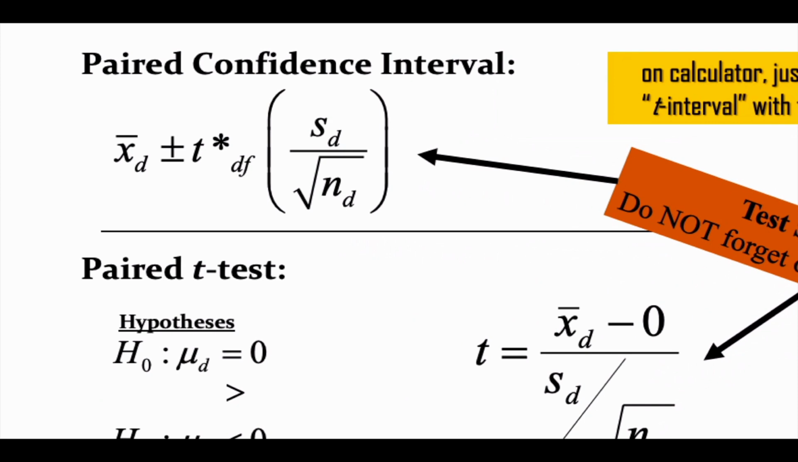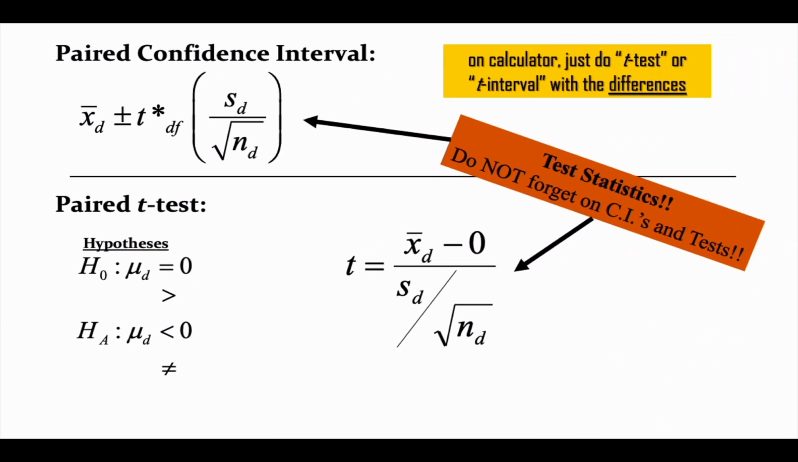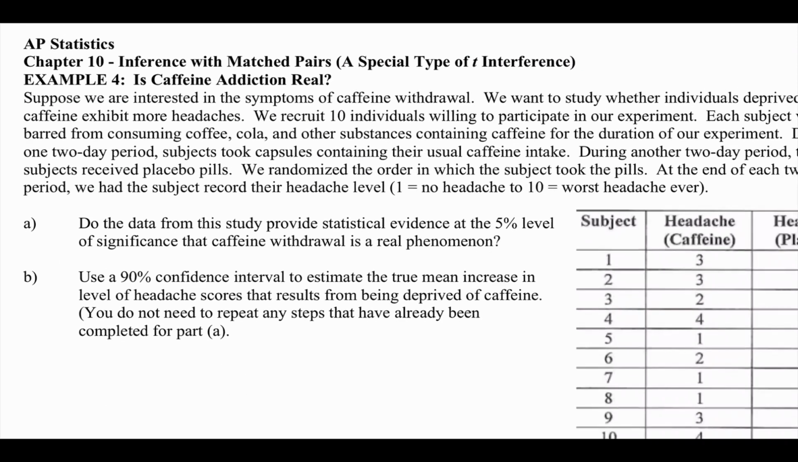Here's for an interval. That's what we're going to use for an interval. This is what we're going to use for a test. This is for paired. On the calculator, you're just going to do a t-test or a t-interval. You're not doing a 2-sample for this guy. This guy is not 2 samples, not 2 groups. It's only 1 sample. Okay? These are the test statistics we're going to use. All right, let's look at example A, or 4.